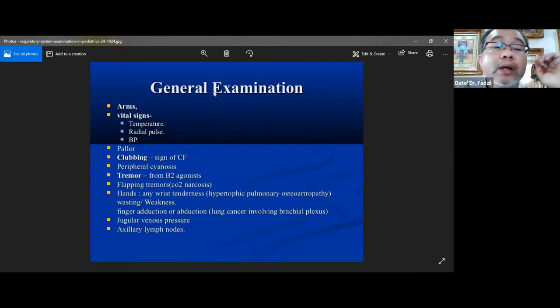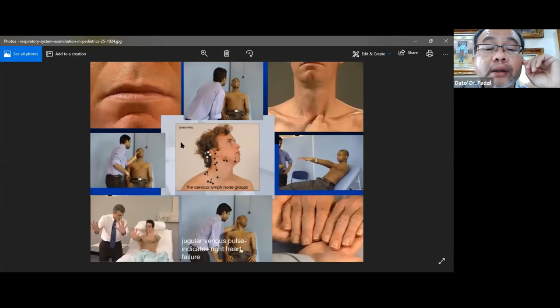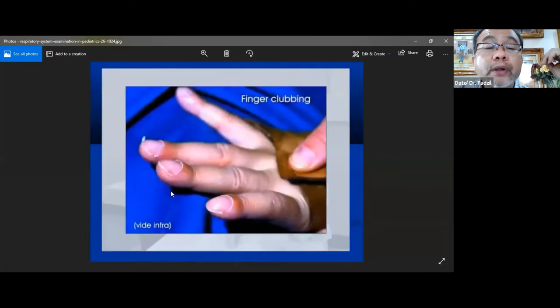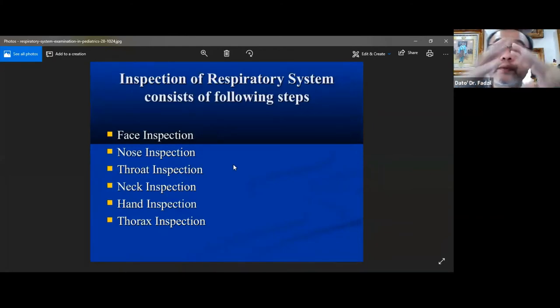We start from your hand and look for clubbing, peripheral cyanosis, tremor, flapping tremor, and any wrist tenderness, and then you go up. Look for clubbing, and any cyanosis, and then after the hand, you go to the face. At the face, you inspect. You look for pallor, and then jaundice.